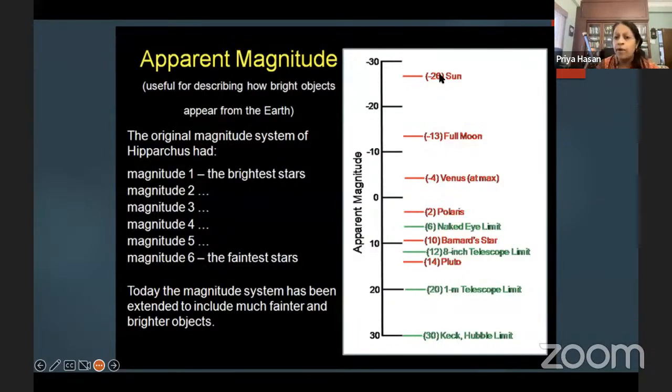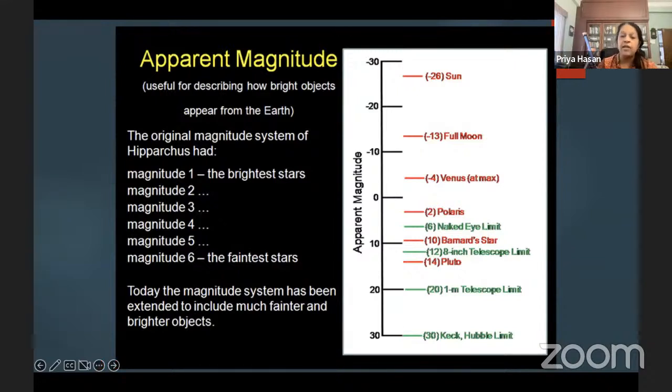Since the sun is so bright, you see the apparent magnitude of the sun is minus 26 on the magnitude scale which I had shown you. Remember, the magnitude scale which I showed you is reversed. So an object of magnitude minus 26 is much brighter than, for example, an object of minus 4, or 2 or 6. So the sun has a magnitude of about minus 26. The full moon is minus 13. Venus is minus 4. Polaris is 2. Naked eye limit is 6. And there you can go ahead with that.